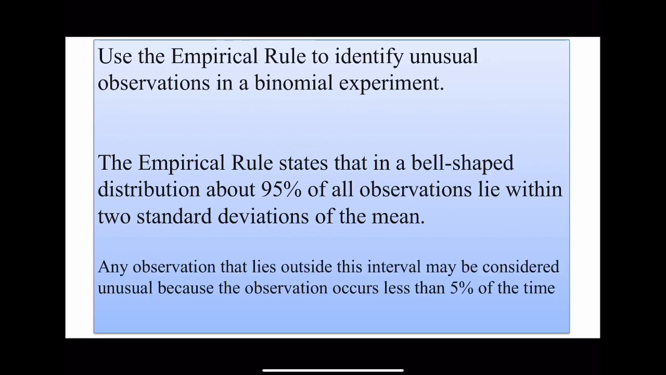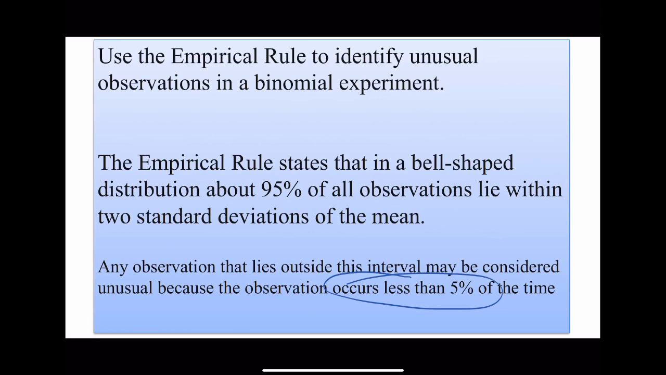Therefore, anything that is outside that 95% will be unusual. So if you see a probability that is less than 5%, that is unusual. One more time, less than 5% is unusual.